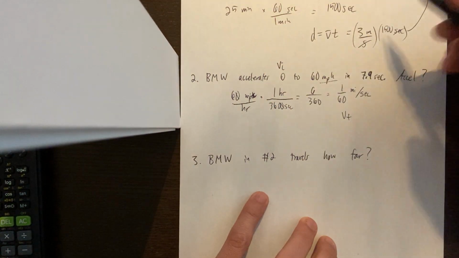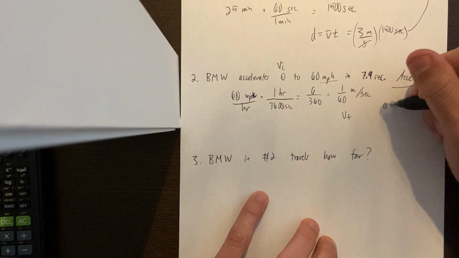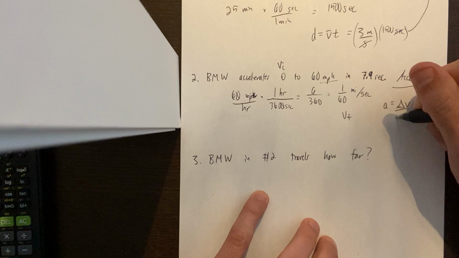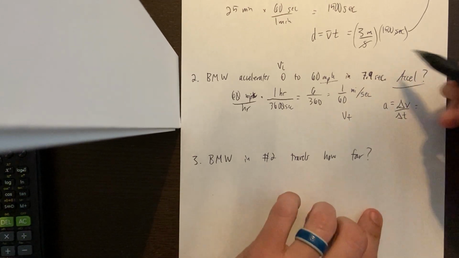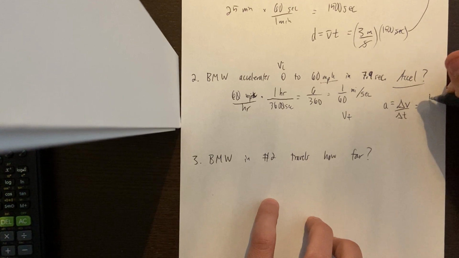All right, anyways, now that we have our velocity, our final velocity, right, because this is final velocity, our initial velocity was VI. Well, why do we need to mention that? Well, they're looking for acceleration. And acceleration is defined as the change in velocity over the change in time. So we know the change in velocity goes from 0 to 1/60th miles per second. And that took how long?